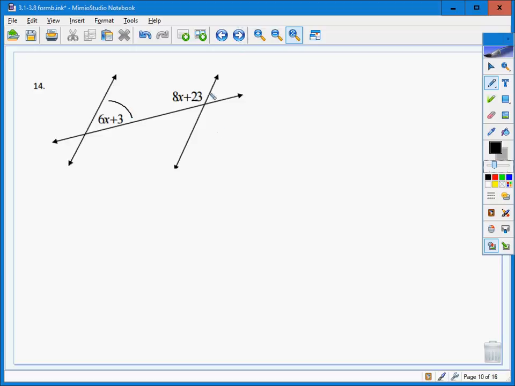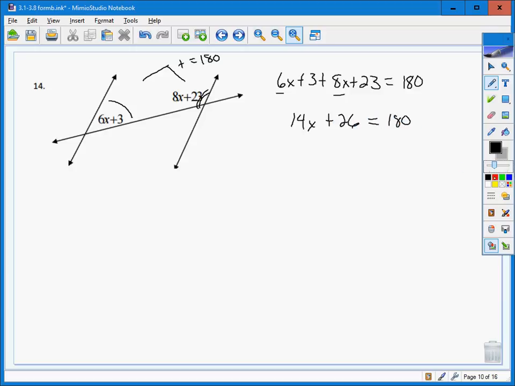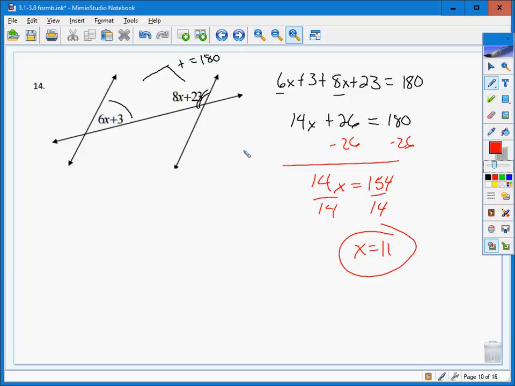These are same side interior angles. These two should add up to equal 180 degrees. 6x plus 3 plus 8x plus 23 should be equal to 180 degrees. Combine like terms. 14x plus 26 equals 180. Subtract the 26 from both sides. 14x is equal to 154, and divide both sides by 14. X would be equal to 11.